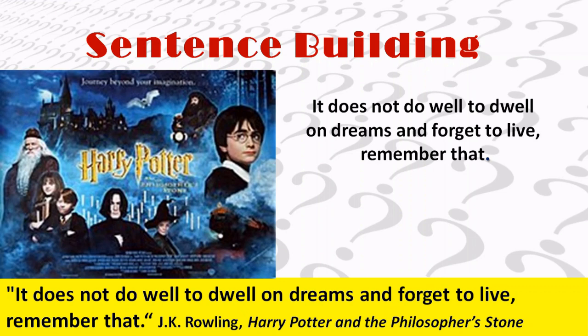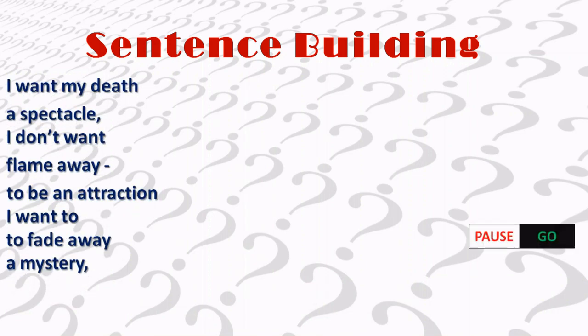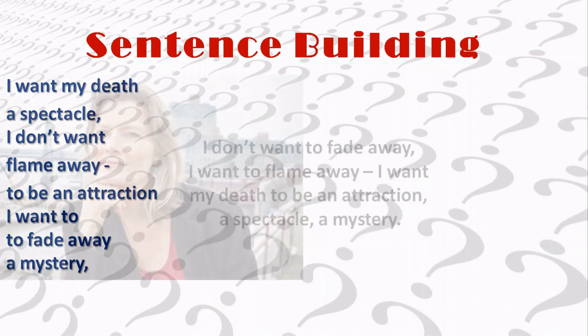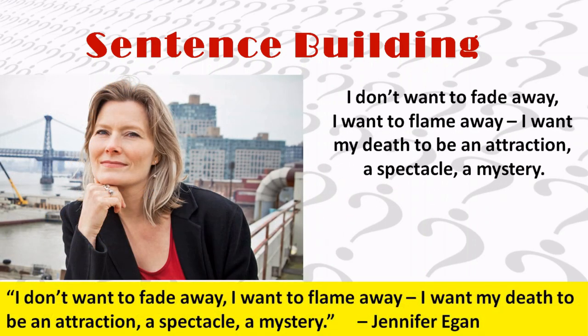This is a little bit more complicated. Have a look at the words on the left, the phrases on the left. Press pause, try to work out what the sentence should be, and then press go. I don't want to fade away, I want to flame away. I want my death to be an attraction, a spectacle, a mystery. By the author, Jennifer Egan. I put that in because I thought that was an interesting and exciting quotation.